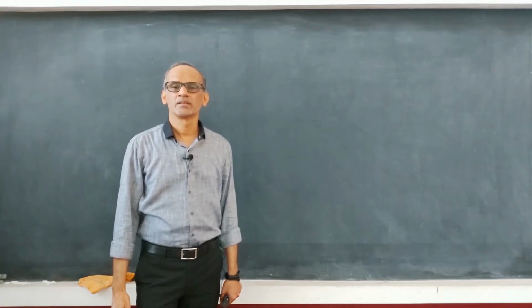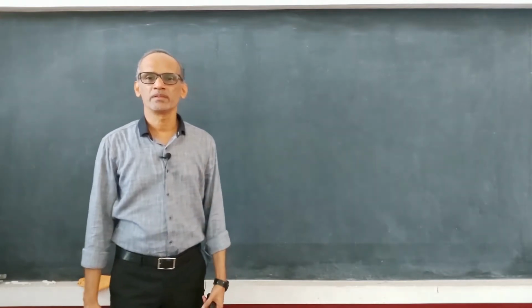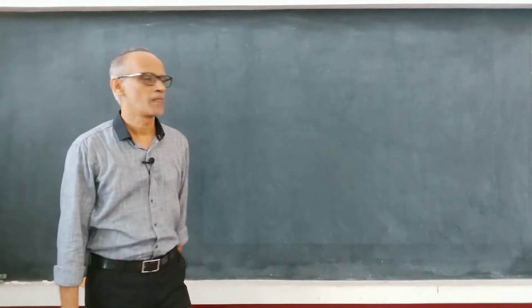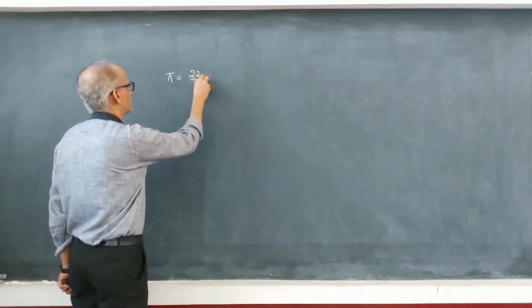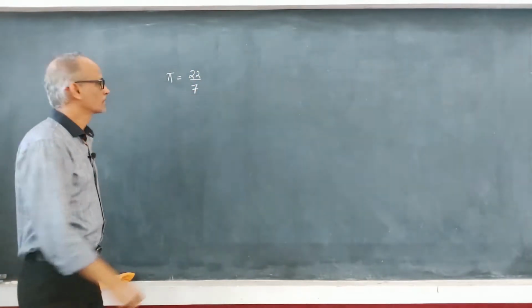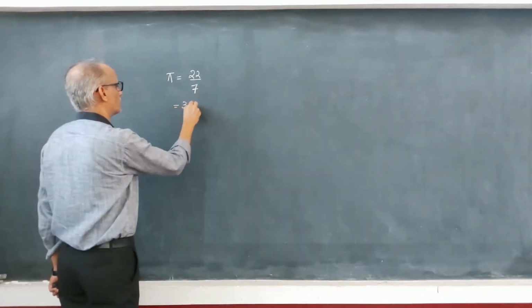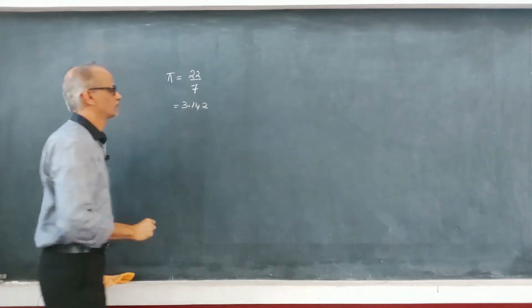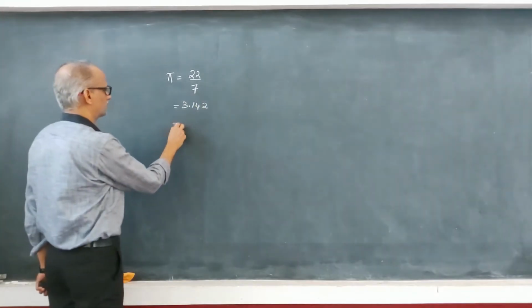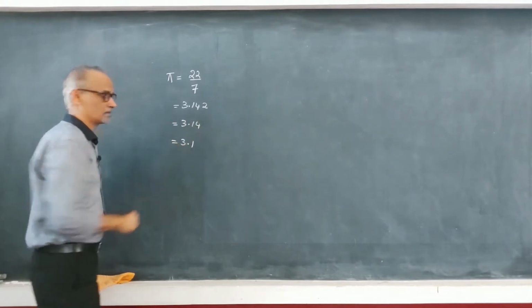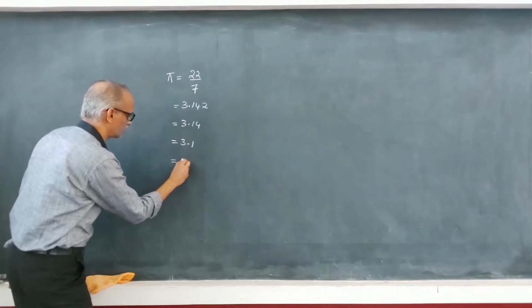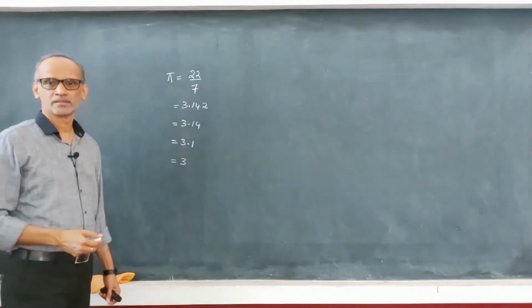Dear students, let us learn more about the chapter units and measurement. You all know about the constant pi. The value of pi that we write is 22 by 7, which is also equal to 3.142. I can even write 3.14 or even 3.1, and maybe for approximation I can just write a 3.